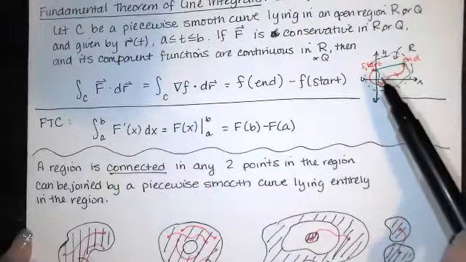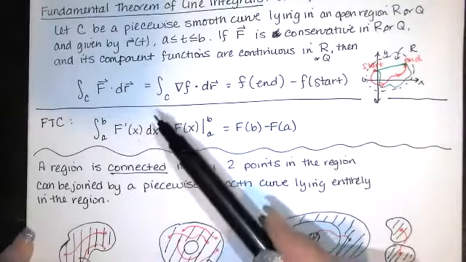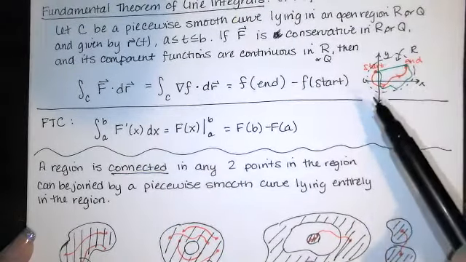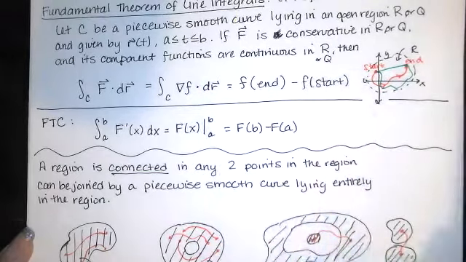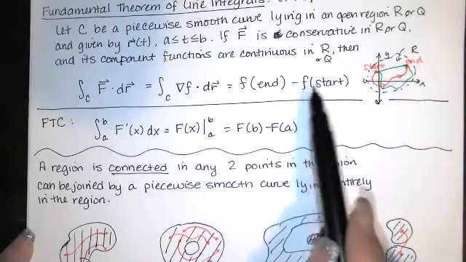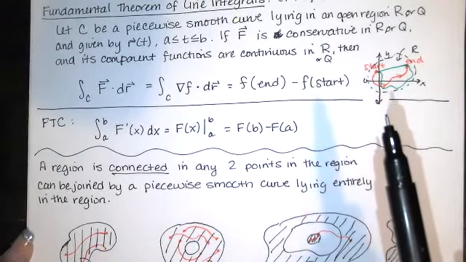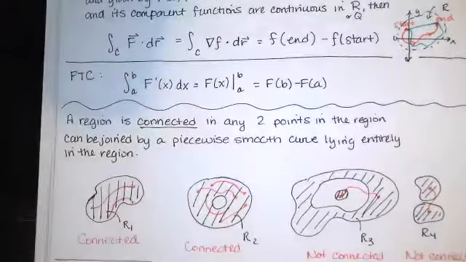I've got options. I can evaluate the original line integral. I can evaluate the line integral over this curve instead, and I'll get the same thing. Or I can say, I don't want to do a line integral. I just want to find the potential function, plug in the endpoint, plug in the start point, and subtract. So that's pretty cool.